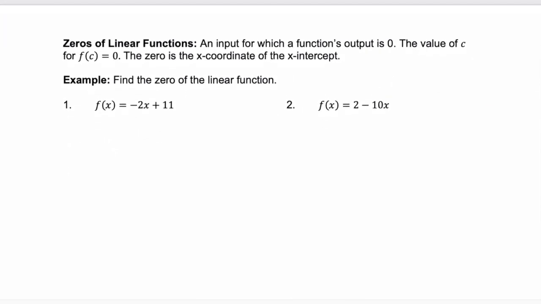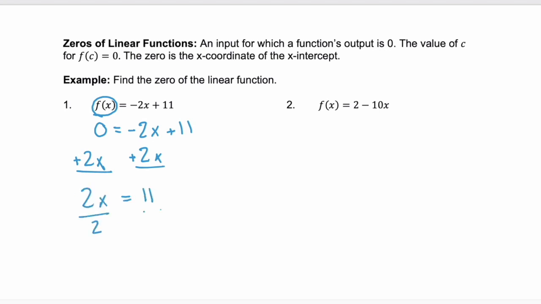Now, what is a zero? A zero of a linear function is the input you get when the output is 0. So it's solving when y equals 0 in essence. So we're trying to find the x-intercept. So we're replacing our f of x with 0. So we're solving 0 equals negative 2x plus 11. We're going to add 2x to both sides. And we get 2x equals 11. Divide by 2, and our 0 here is 11 halves.